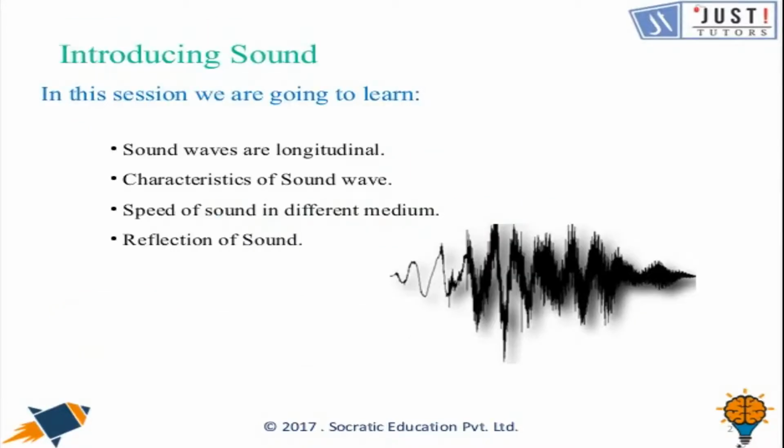So these are the points we are going to discuss. First, sound waves are longitudinal. We have different types of waves like longitudinal waves and transverse waves. So sound is a longitudinal wave. We will learn about it. Then some characteristics of sound like frequency, wavelength, time period, and then speed of sound in different mediums. So the speed of sound is different in different mediums. We will learn about it.